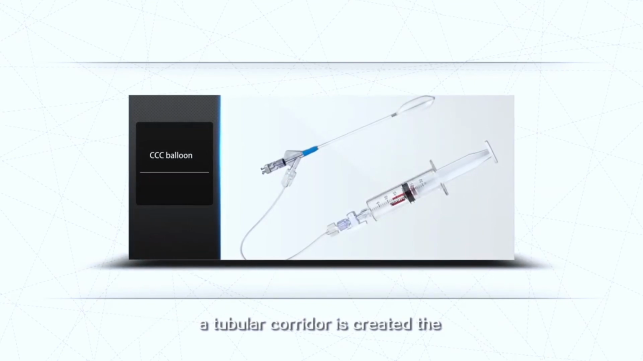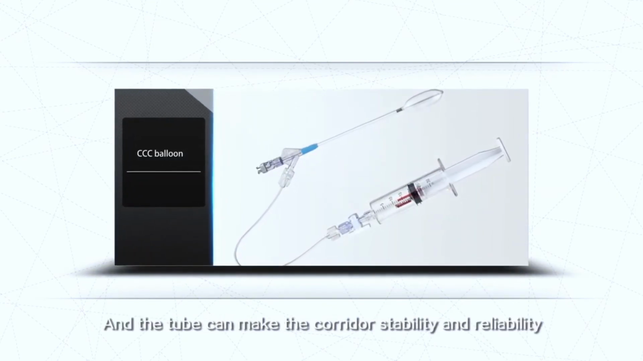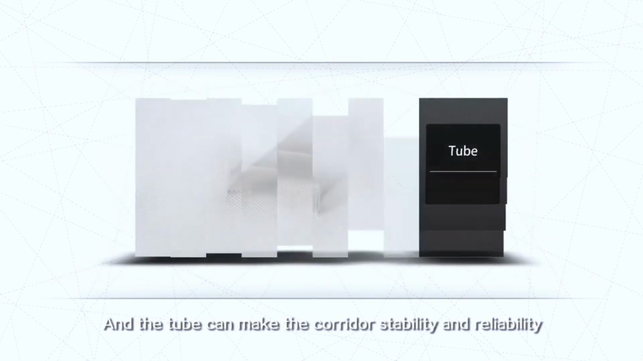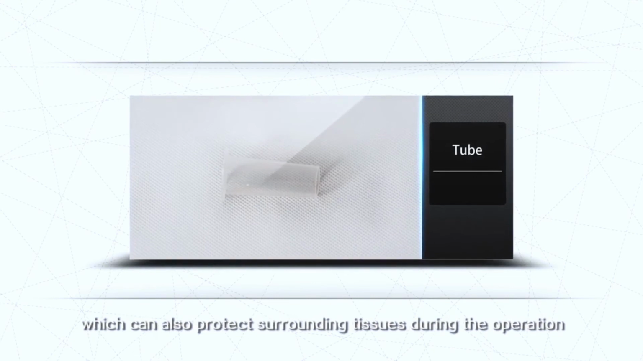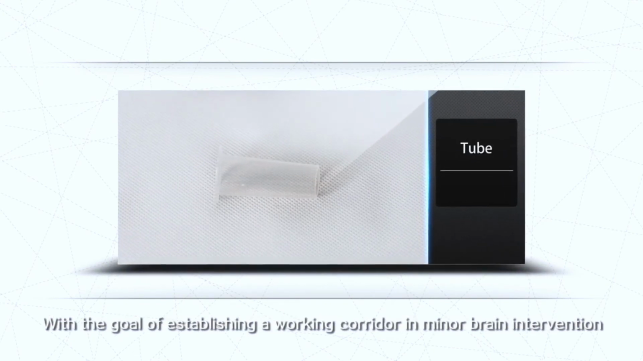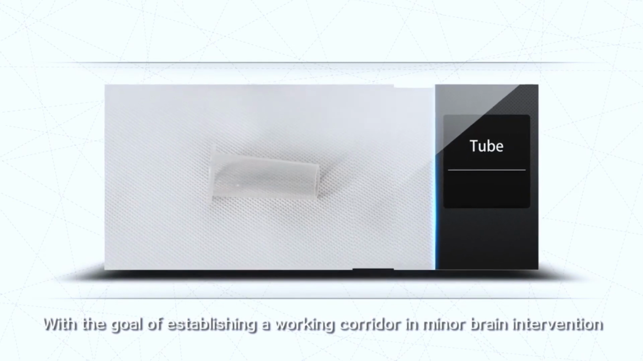A tubular corridor is created. The collateral trauma can be minimized, and the tube can provide corridor stability and reliability, which can also protect surrounding tissues during the operation, with the goal of establishing a working corridor in minor brain intervention.